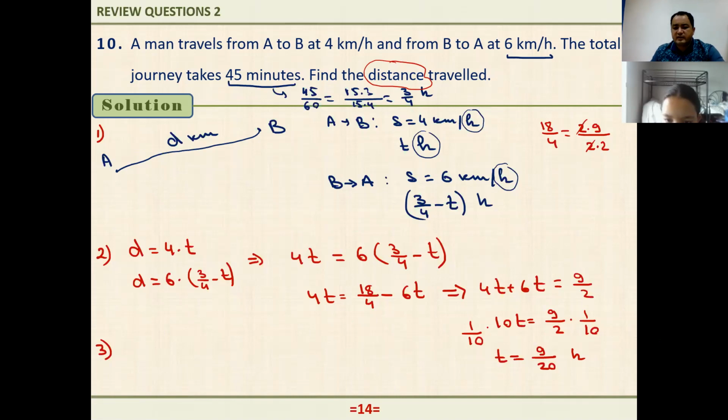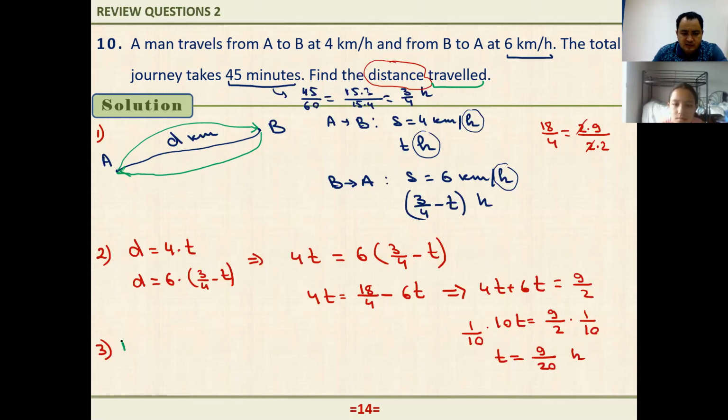Yes, Shahina. Now we got T. How can we find the distance traveled? We should substitute here, right? Oh yeah. Yeah, we have the distance formula here. Also, Shahina, here, be careful. It says the distance traveled. That means the distance moving from A to B, right? And after that, he came back home. That is the total distance he traveled altogether. So we need to find the total distance.